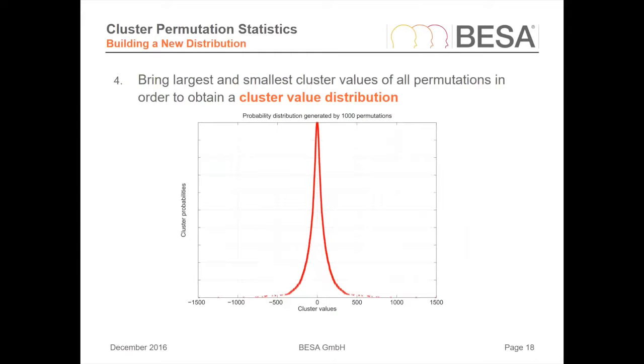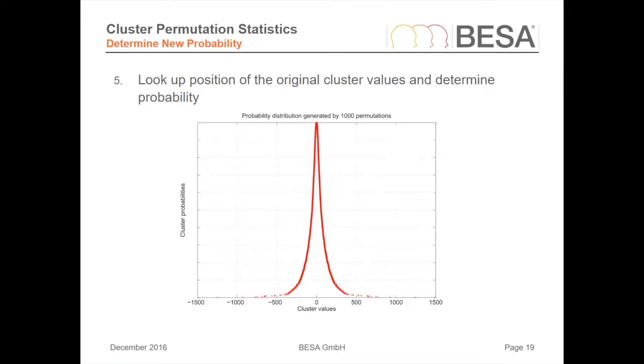So this is an example distribution that we may obtain using these permutation statistics, and we now want to determine a probability for our cluster using this new permutation statistics. So imagine that 5% of the cluster values that we found in the permutation testing are outside of the 300 or minus 300 value for the cluster. And now I need to simply look up the cluster value in our original test and compare it with this result and check where it ends up in this new distribution.